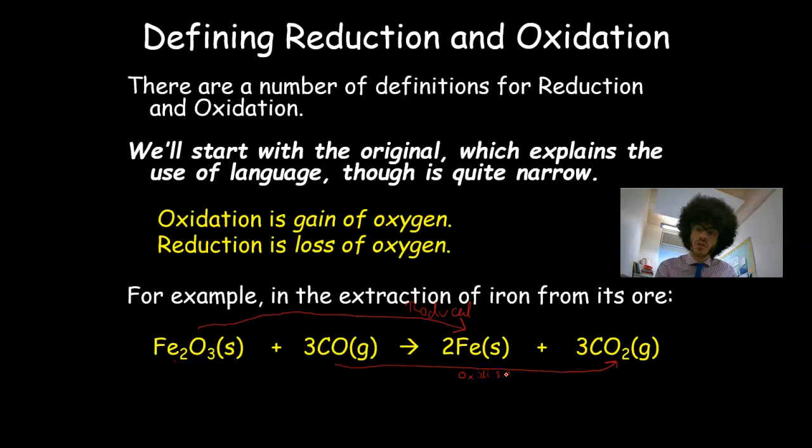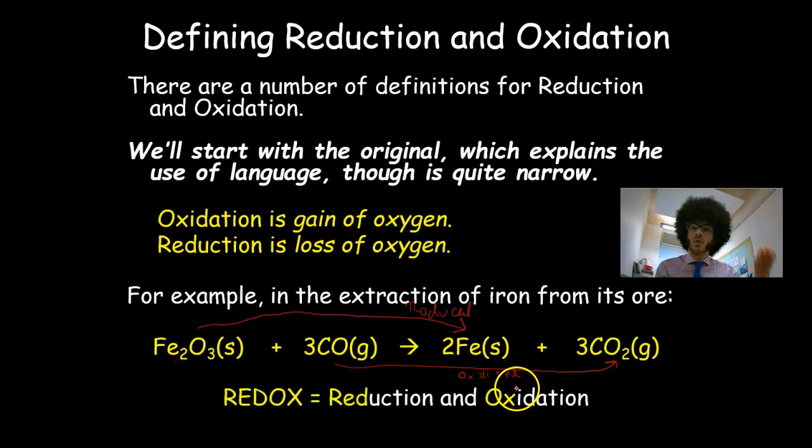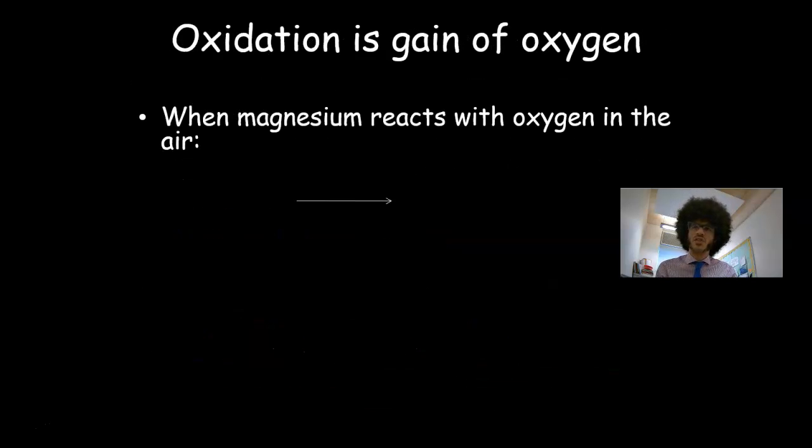Now this is a reaction where you've got reduction and oxidation happening at the same time. If you have reduction and oxidation happening at the same time, we call it redox reactions. Whenever I talk about redox, I'm talking about reactions where you have reduction and oxidation happening at once. Now, let's look at the definitions of these in more depth, and let's start with oxidation.